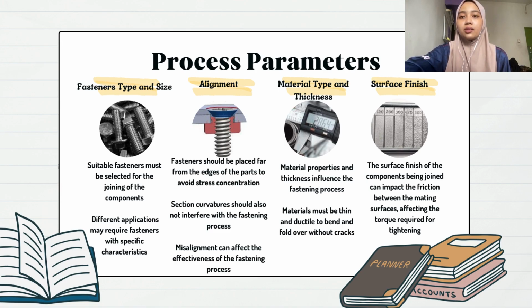Next, for material type and thickness, material properties and thickness influence the fastening process. So the materials must be thin and ductile to bend and fold over without cracks. For surface finish, the surface finish of the components being joined can impact the friction between the mating surfaces, affecting the torque required for tightening. So the surface must be cleaned and have good surface finish, undergoing the surface finish operation first before being joined together through mechanical fastening process.